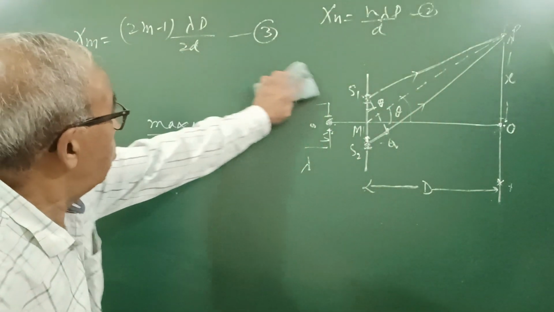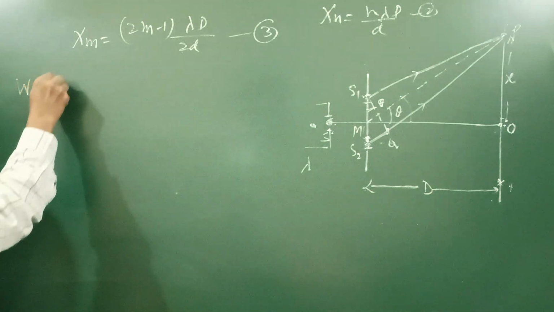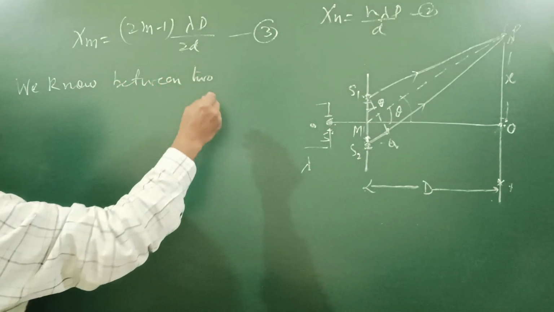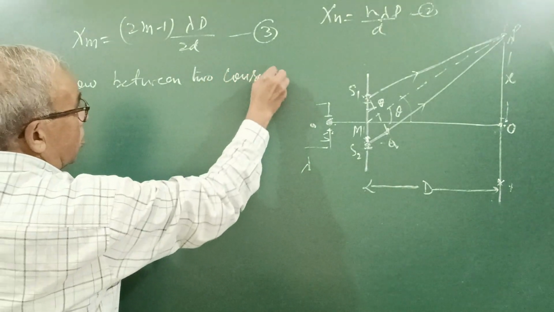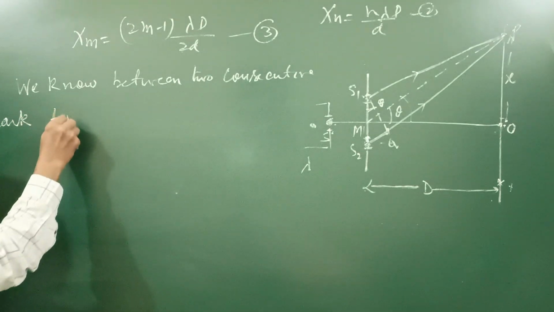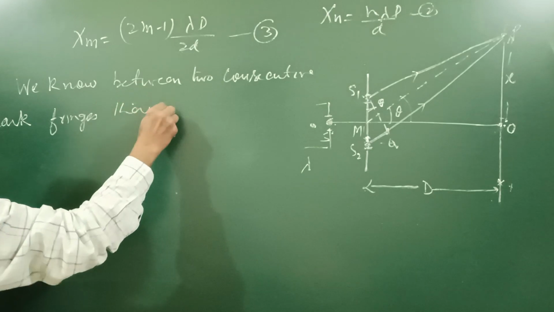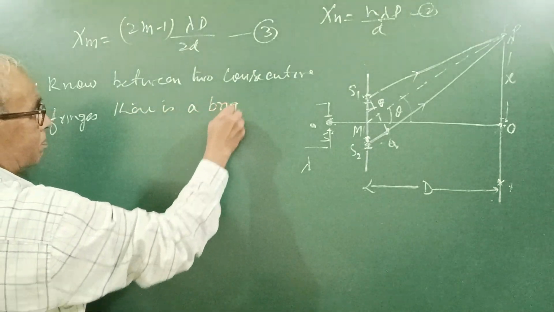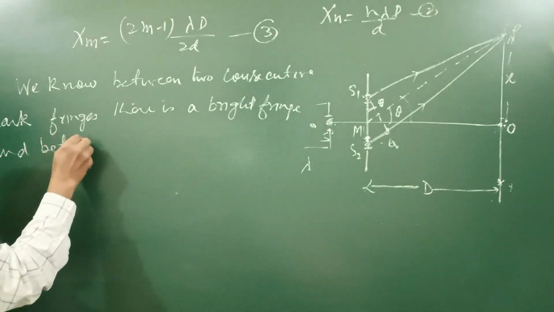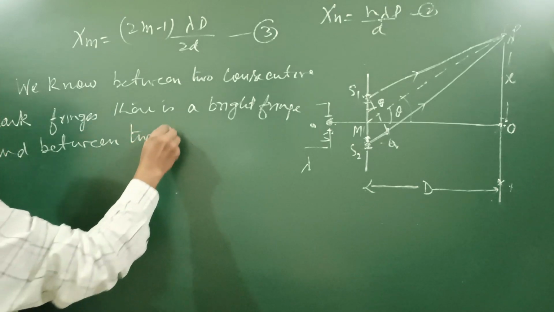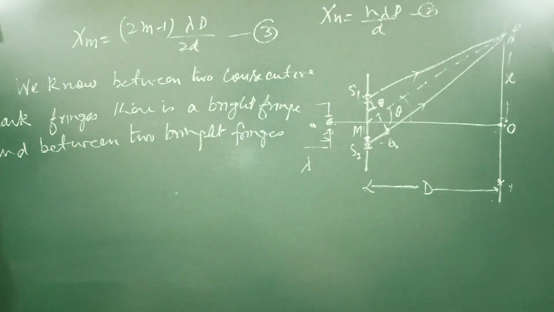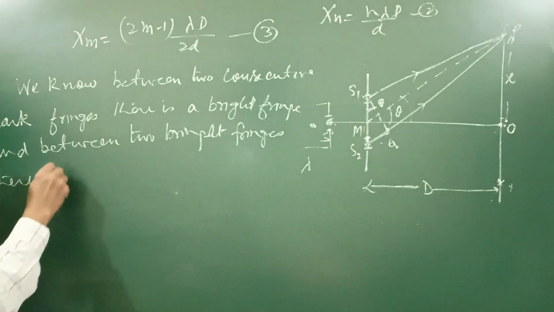Now, we know between two consecutive dark fringes there is a bright fringe, and between two bright fringes there is a dark.